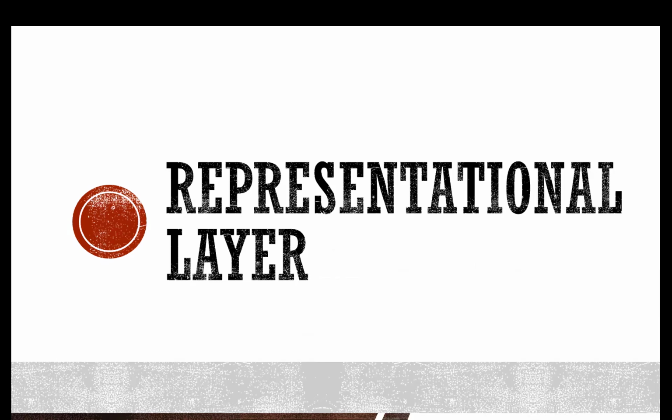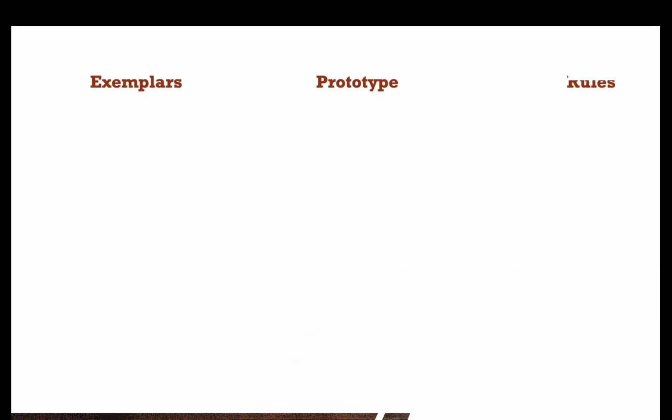So when we talk about the representational layer, we have 3 models: the exemplar, the prototype, and the rules. So the first point is, as these specific stimuli get taken in by our model, what is the representation of the stimuli? How are we passing the stimuli to the model?